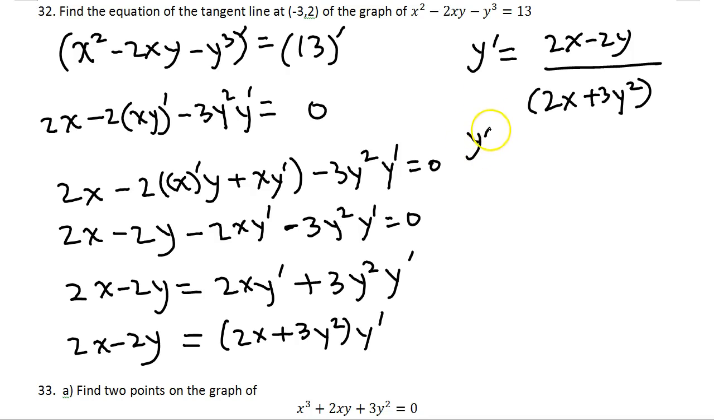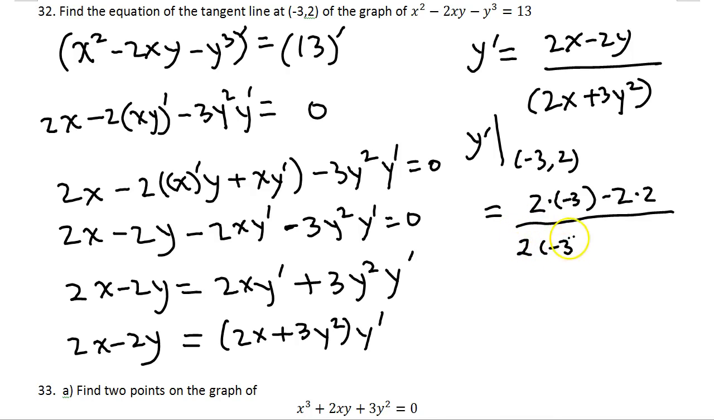Okay, now we can plug in negative 3 comma 2 into this function, and it means that x should be negative 3, and whenever you see y, it should be replaced by 2. So it's 2 times negative 3 minus 2 times 2, over 2 times negative 3 plus 3 times 2 squared. Okay, that's negative 6 minus 4, that's negative 10 in the top. This is negative 6, and this is 3 times 4, that's 12. 12 minus 6 is 6. So you get the slope as negative 5 over 3.